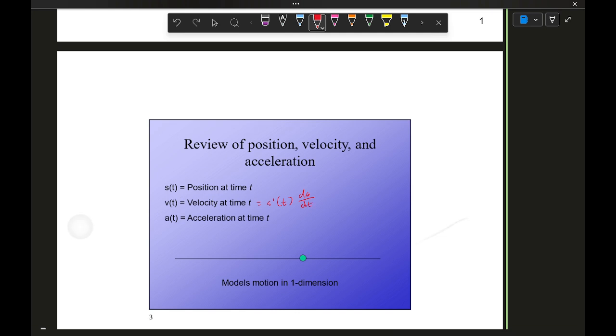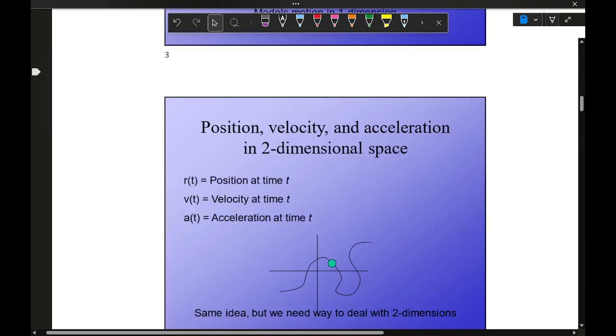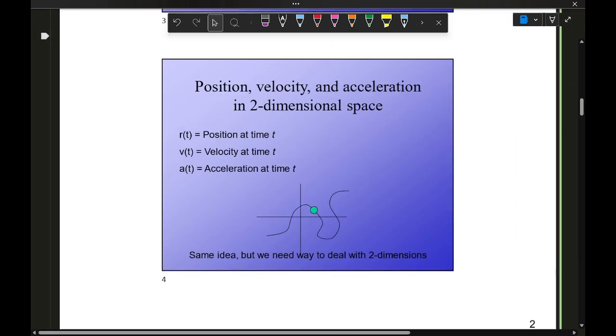How fast are you moving? And then a of t is the same as v prime of t, or the change in velocity over the change in time, or how fast are you gaining speed. So that should hopefully all be review, and of course you can always integrate to go the other way with respect to time. Now, in two dimensions, we have very similar functions, but they just have two dimensions now. So instead of s of t, position is now called r of t. And same thing where velocity and acceleration are the derivatives of position and velocity, respectively.